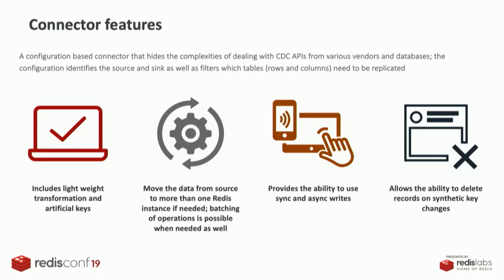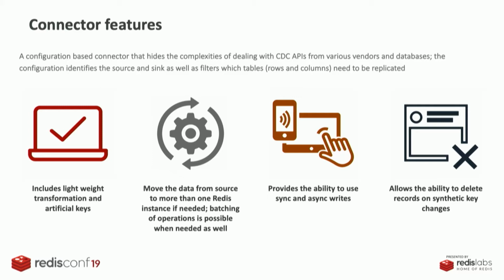What are the features of this connector? The features we have implemented are lightweight transformation and artificial keys. In a database, you might have your primary key as something, but in our connector you can say that you want a particular column to be the key. You can specify that, and the connector code takes care of it.